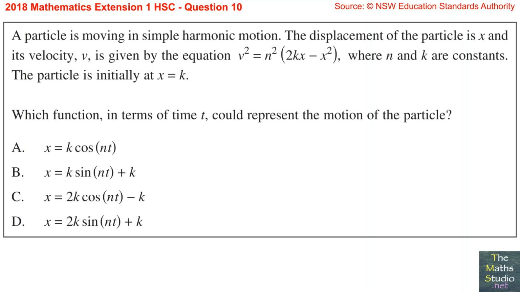Question 10. A particle is moving in simple harmonic motion. The displacement of the particle is x and its velocity, v, is given by the equation v squared equals n squared times (2kx minus x squared), where n and k are constants. The particle is initially at x equals k. Which function, in terms of time t, could represent the motion of the particle?